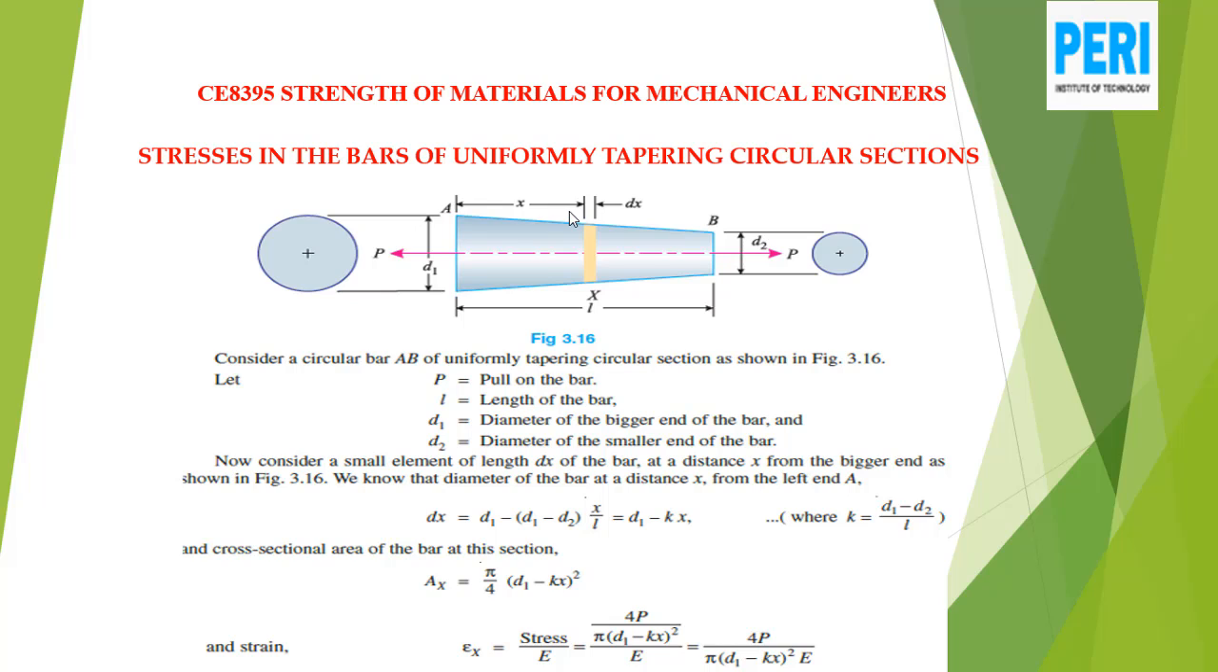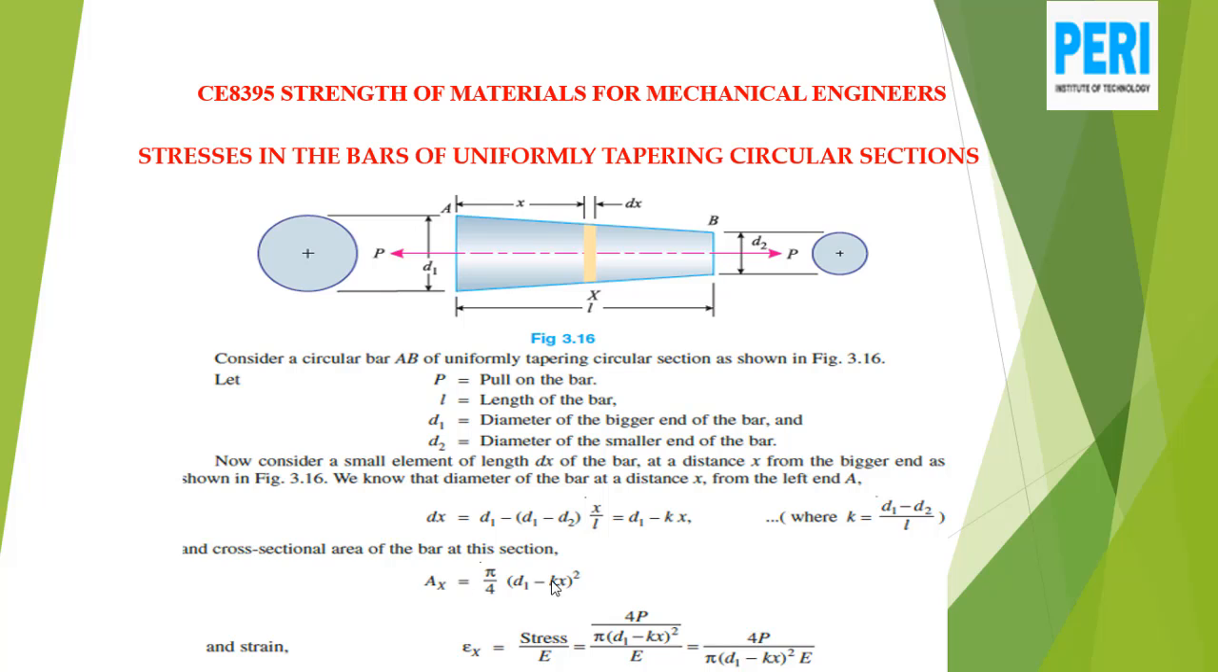In this case, what about the diameter of the section? This diameter may be found out by D1 minus (D1 minus D2) into x by L, this distance by the whole distance. For simplifying the calculations, we take (D1 minus D2) by L as k. So this is the diameter. The cross-section area of the section is pi by 4 d square, so pi by 4 (D1 minus kx) whole square, because the element diameter is D1 minus kx.